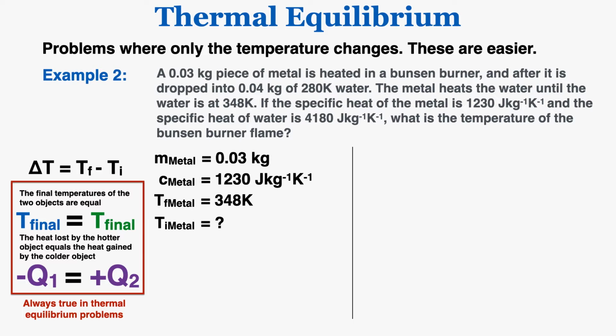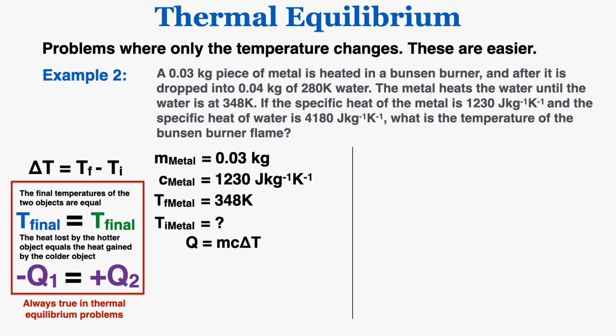And I want to know the initial temperature of the metal because that starting temperature that it had would be the temperature of the Bunsen burner flame that it was taken out of, because the flame was being used to heat the metal until the metal reached thermal equilibrium with the flame, and the metal was then taken out and placed in the water. So the temperature that the metal starts off with in the water will be equal to the temperature of the flame it was in before being placed in the water.